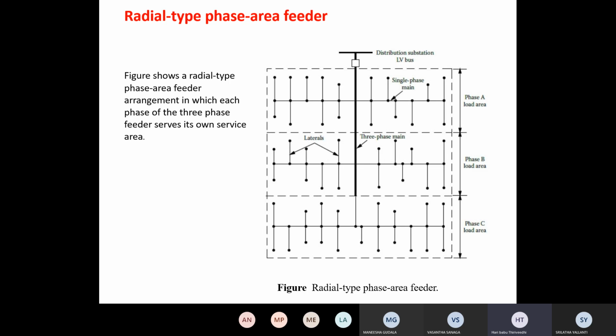Right, every dot is a 3-phase load, lumped at its own location. So this is the 3-phase main, and these are the laterals, and these are single phase. Like that, the complete main feeder is 3-phase. The laterals are single phase: phase A single, phase B single, phase C single. They provide only their own phase. Phase B supplies the phase B load area only, phase A supplies the phase A load area only, phase C supplies the phase C load area only, right?